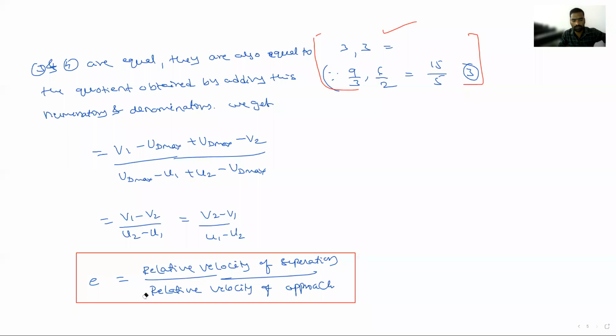Okay, this definition I will write in the next class. Okay, this is a formula. I will write this definition in the next class.